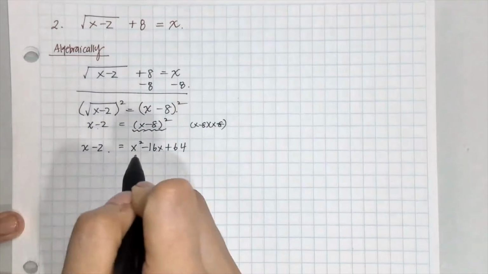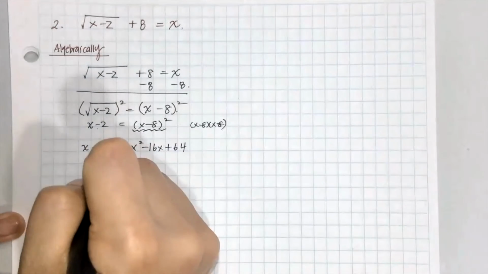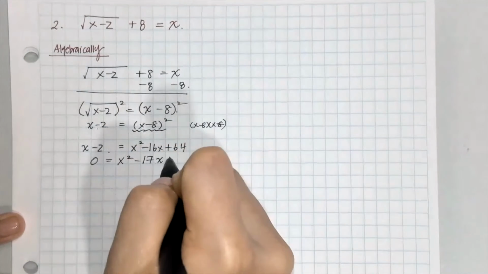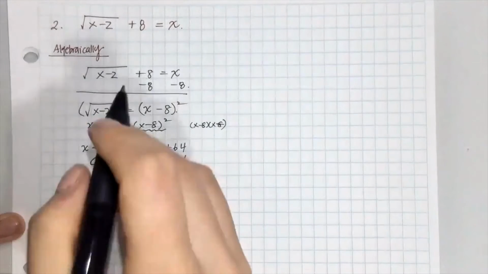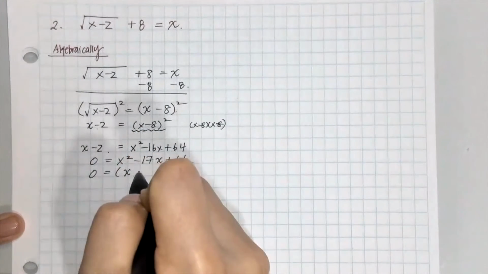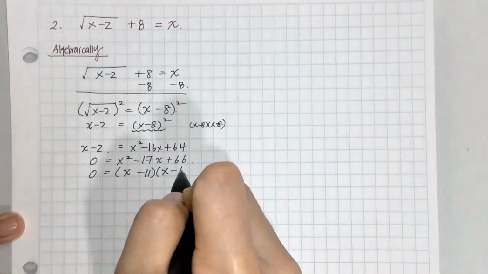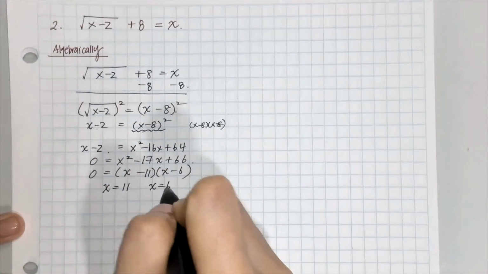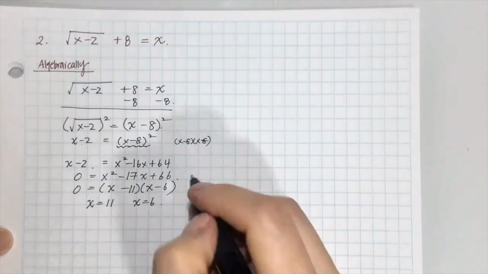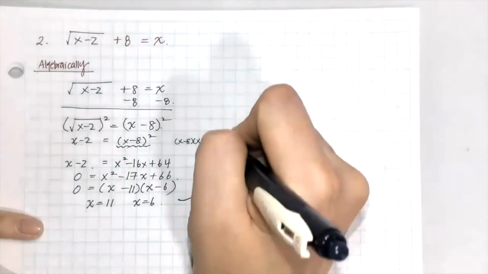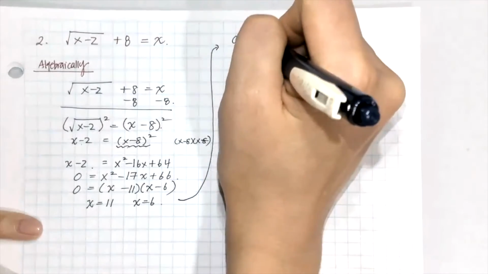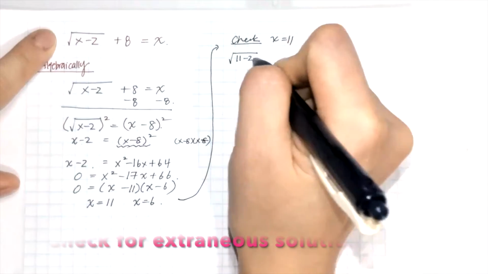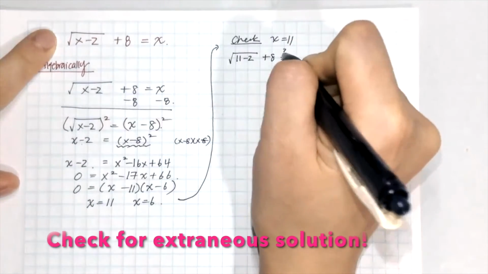So then move everything to one side to make this equal to 0. Subtract x, add 2 on both sides, you get x squared minus 17x plus 66. And this is going to be factorable. It's going to be x minus 11 and x minus 6. So you get x equals positive 11 and positive 6. But just in case, since this is a square root function, we're going to check for extraneous solutions. Check 11. So let's plug it in here. Square root of 11 minus 2 plus 8. Does that equal 11?